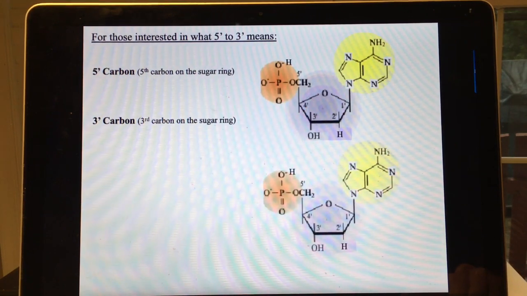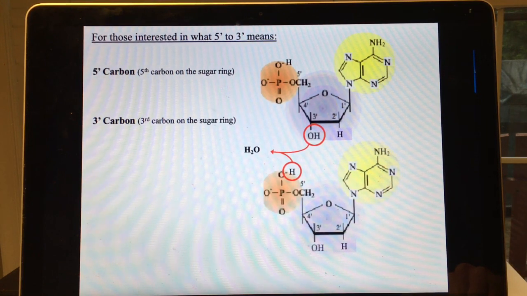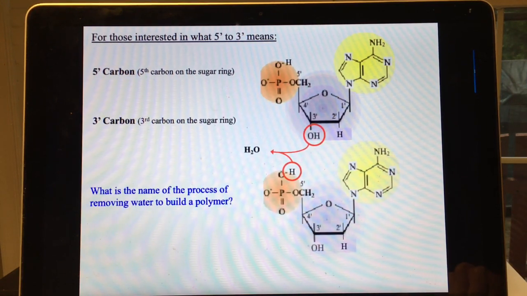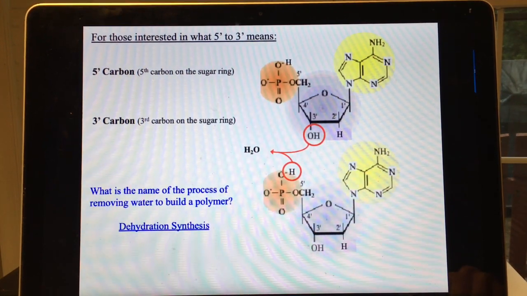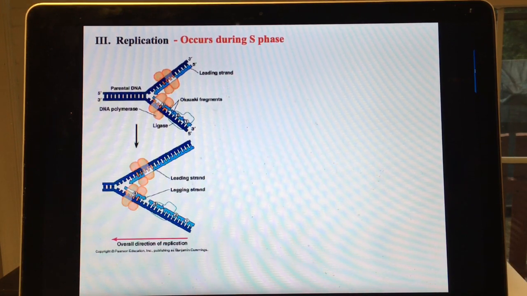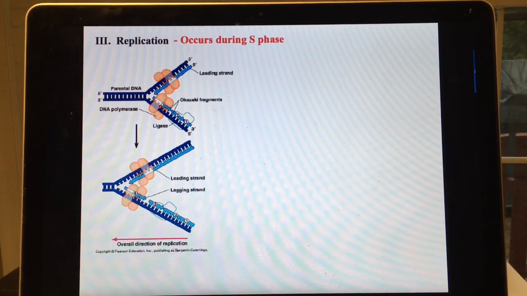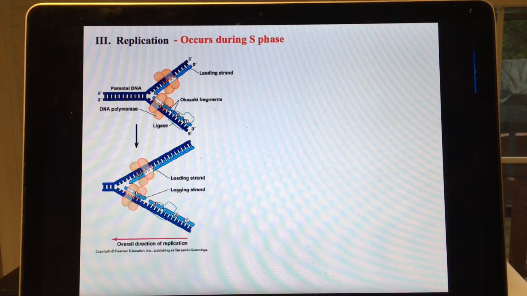So remember that when nucleotides go together, water comes out and a larger molecule is built. And the name of that process, you got it, it's dehydration synthesis. So again, remember that we are during the S phase, and the first thing that has to happen before DNA can replicate itself, which means make an exact copy, is it has to open up.